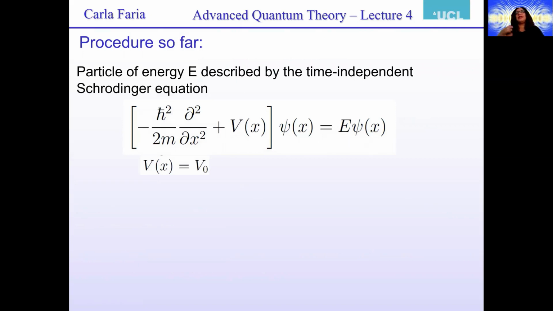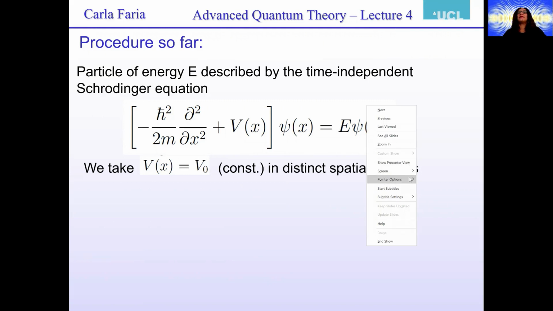So far, if you're looking at tunneling, if you're looking at transmission, what do you consider? You have a particle of energy E. This problem is typically assumed to be static, so you can describe its evolution using the time-independent Schrodinger equation. And you assume that V(x) is equal to V0, so that you have some kind of step function. And this is something that you take then in distinct spatial regions. So you're approximating your potential by step functions, and at the end of the day, you are solving an eigenvalue equation, H psi equal to E psi, where psi(x) is the wave function written in terms of the x coordinate.